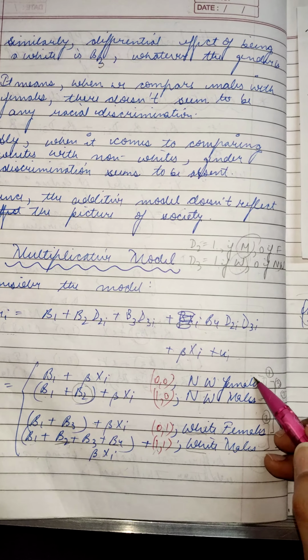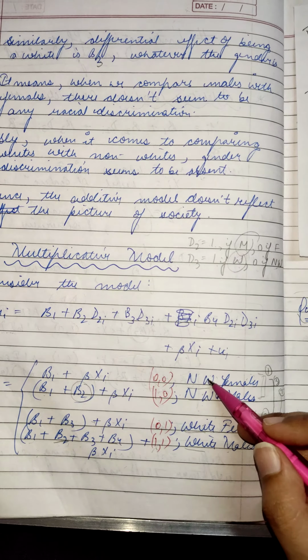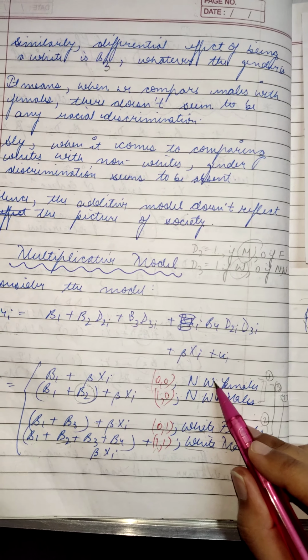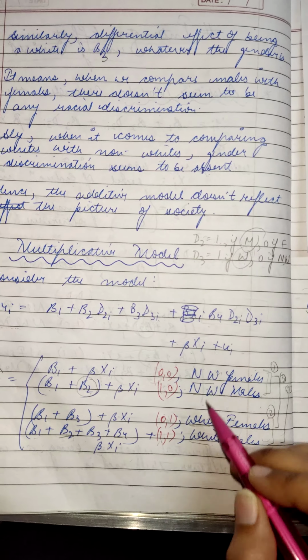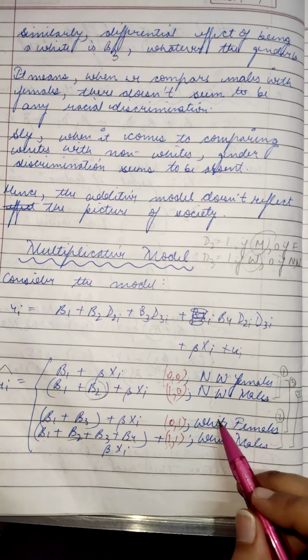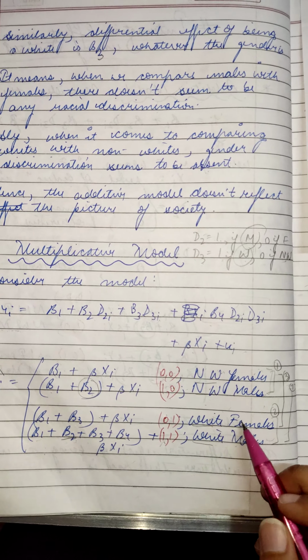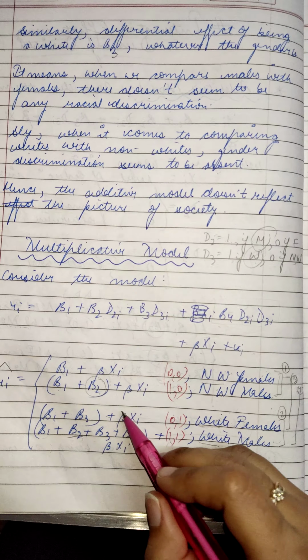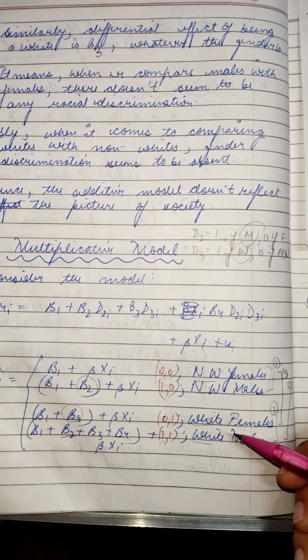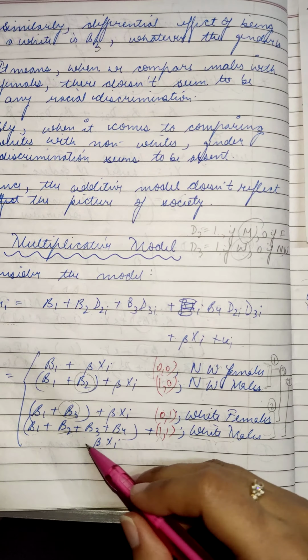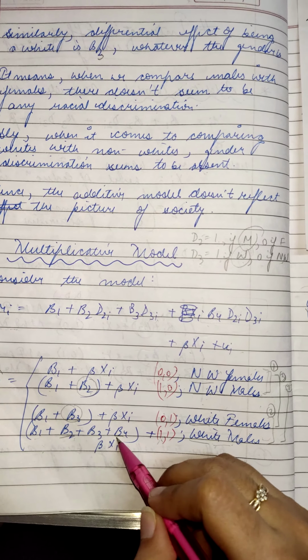So I'll compare females with females such that one is non-white and one is white. Then non-white males with white males. That is the third and fourth observation. So the differential effect of being a white. You always talk about the differential effect of the category receiving one, which is white. So the differential effect of being a white for females, comparing these two, is beta 3. Then the differential effect of being white for males, comparing this one and this one, is beta 3 plus beta 4.